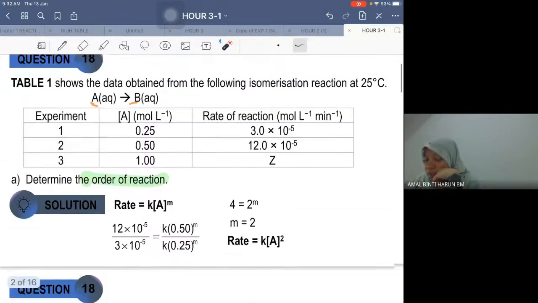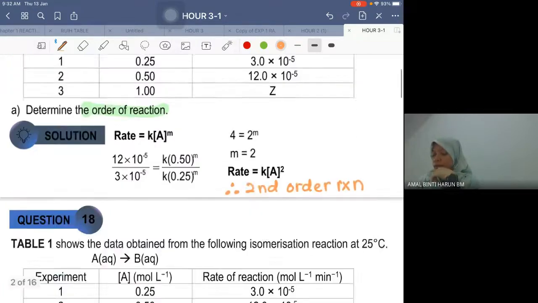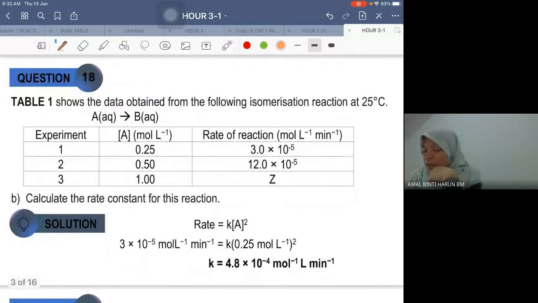Okay. So kat sini, dia kata determine the order. Therefore, second order reaction. Okay. Calculate the rate constant for this reaction.